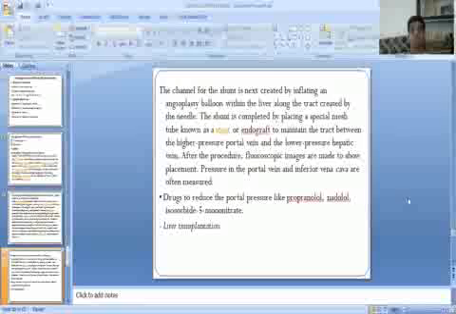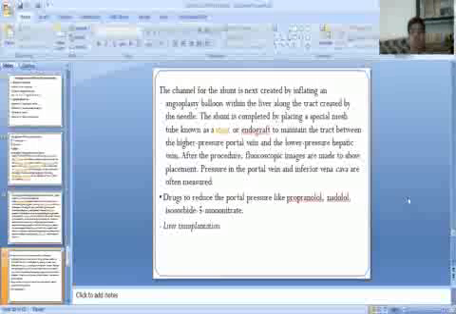The shunt is completed by placing a special mesh tube known as a stent or endograft to maintain the tract between the higher pressure portal vein and the lower pressure hepatic vein. After the procedure, fluoroscopy images are made to show placement and pressures in the portal vein are measured again.